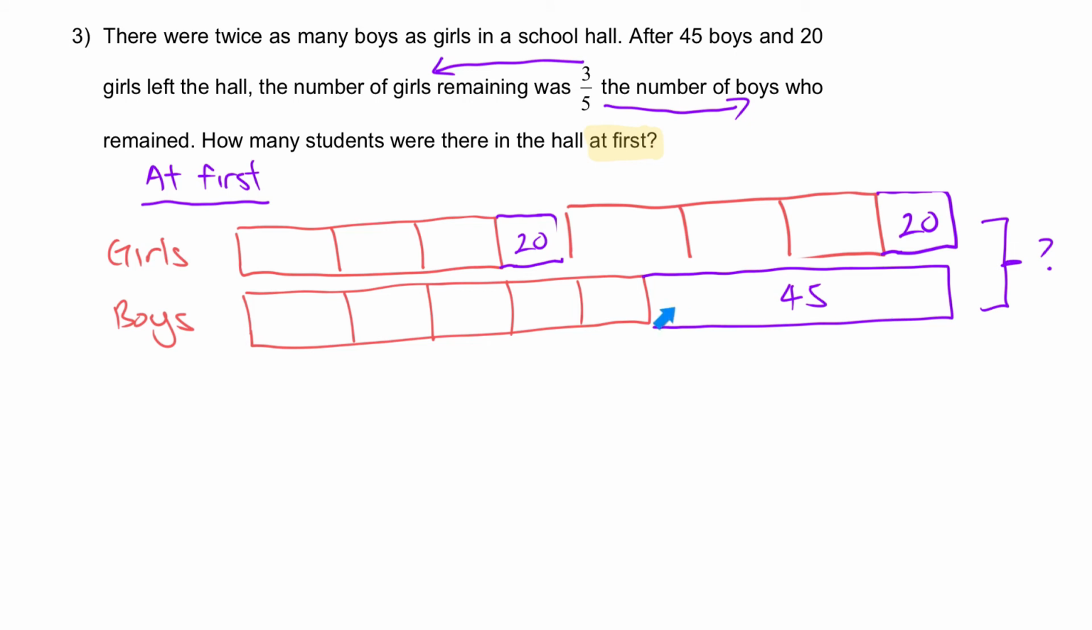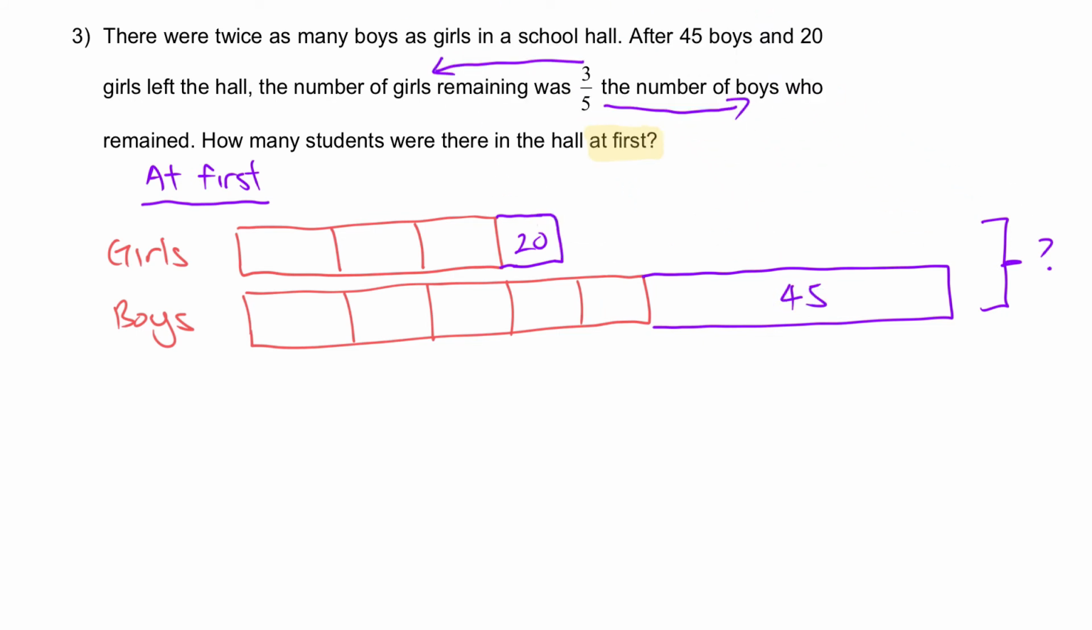Since there are twice as many boys as girls, at first I take this amount, I multiply by 2, then they should be the same already. Am I right? So what can we say about this? It means 6 units plus 40 must be equal to 5 units plus 45. I say again, it means 6 units, 1, 2, 3, 4, 5, 6. 6 units plus 40 is equal to 5 units plus 45.